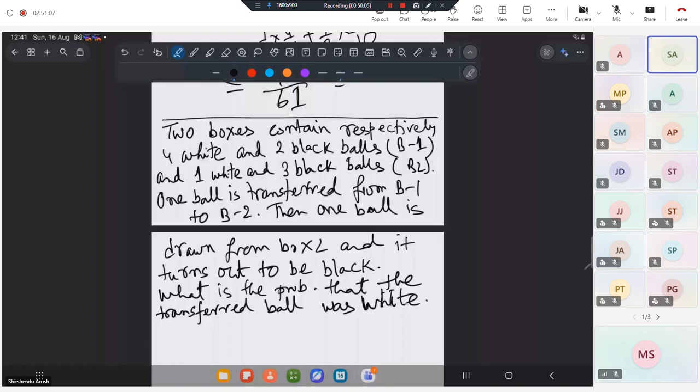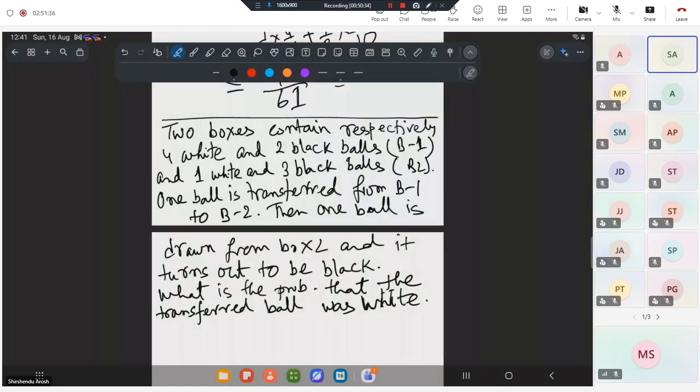So two boxes contain, respectively, 4 white and 2 black balls in box 1 and 1 white and 3 black balls in box 2. One ball is transferred from box 1 to box 2, and we have no idea what color. Then one ball is drawn from box 2. After transferring one ball from box 1 to box 2, I am taking out one ball from box 2 and it turns out to be black. We are asking what is the probability that we transferred a white ball.